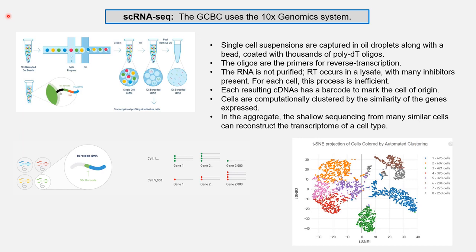A barcode unique to each bead is incorporated into the resulting library, so when all of the reads are sequenced, they can be assigned back to a cell of origin. The barcoded library pools are computationally clustered together based on the global similarities of expression. The shallow sequencing from many similar cells can, in the aggregate, reconstruct the transcriptome of a cell type.